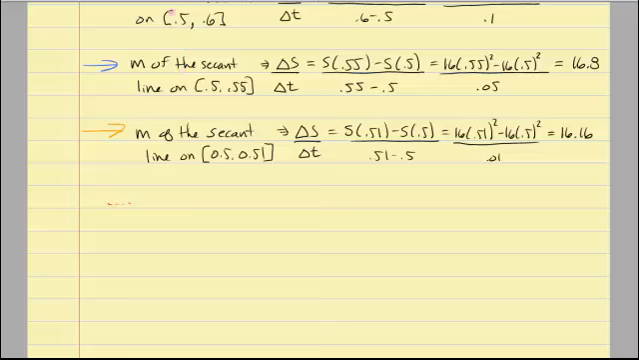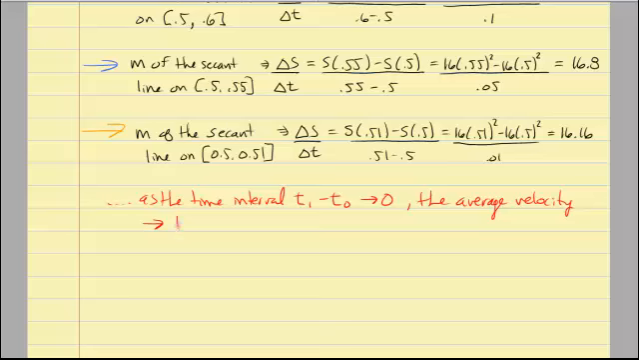So the upshot of this is, what is our takeaway from this? As the time interval t1 minus t0 approaches 0, meaning as my times get closer and closer together, the average velocity approaches, and again this arrow means approaches, the instantaneous velocity. And that's exciting. That's neat. So that's our big takeaway point from this.